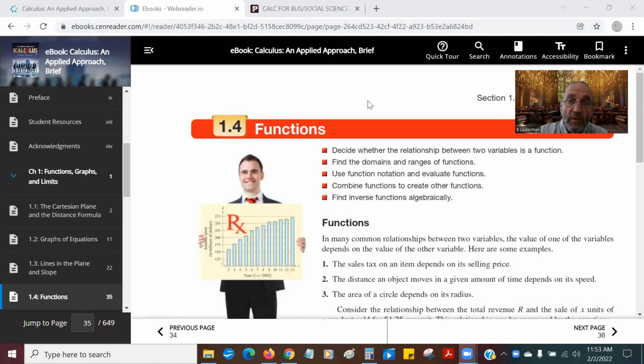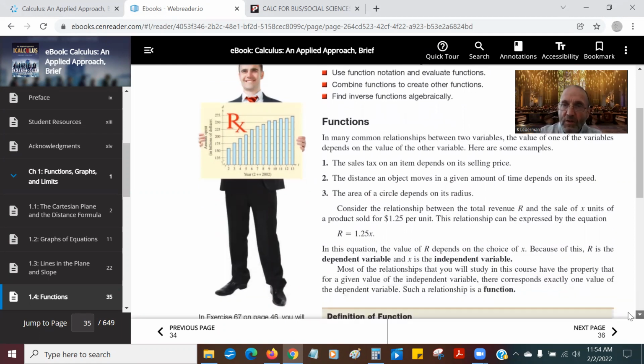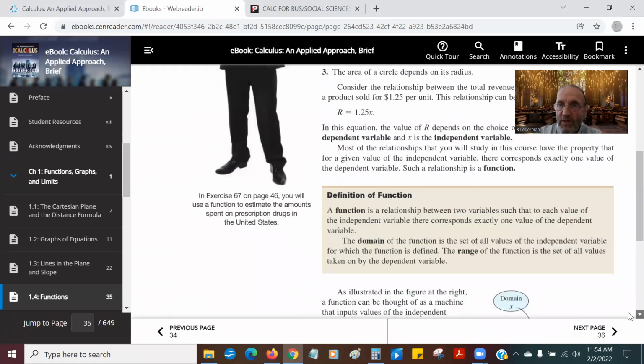Hi, everybody. Now we're going to do section 1.4, and that's functions. Functions, of course, is a very big part of math, very big part of calculus, very big part of a lot of stuff. Functions is when basically one thing depends on another thing, like a sales tax. The tax depends on what the price of the item was. The distance depends on the time and the speed. The area depends on the radius and stuff like that. So when one thing depends on something else, that's a function.